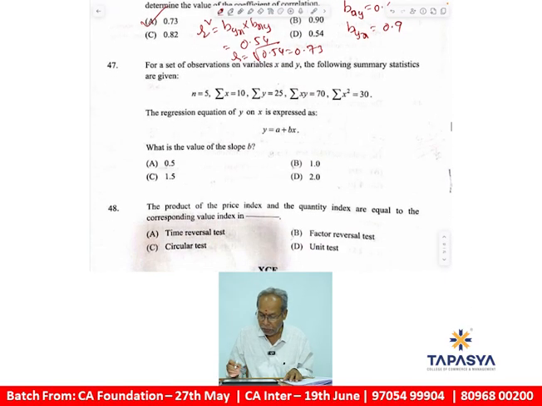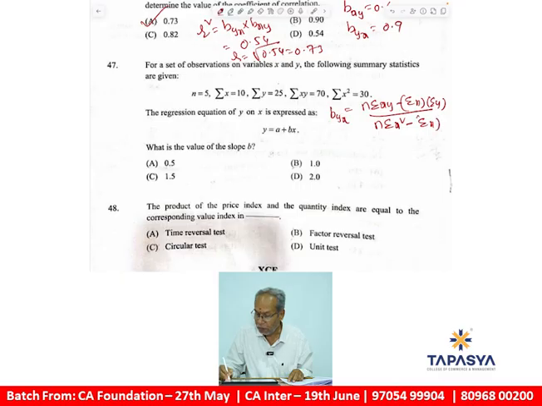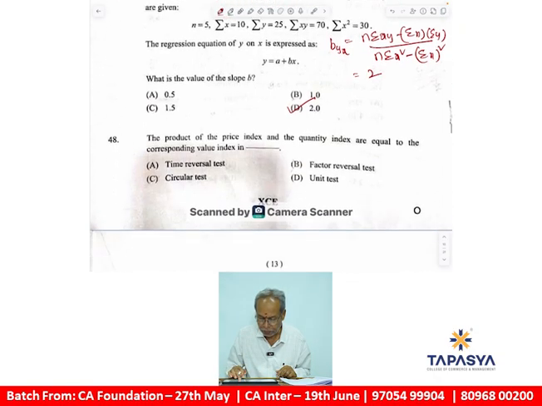Now here there is a direct formula for the set of observations x and y. The data is given completely, n equal to 5, and you have to find the slope byx. The formula is n into sigma xy minus sigma x into sigma y, divided by n into sigma x square minus sigma x whole square. Substituting the entire data and simplifying, you will get byx is 2. Therefore the answer is D.